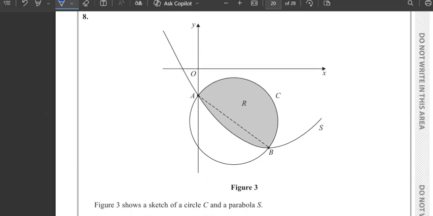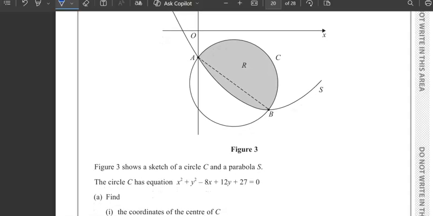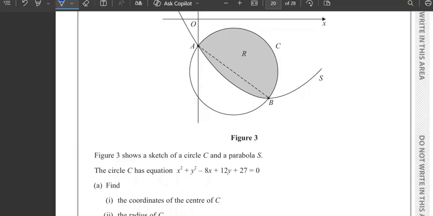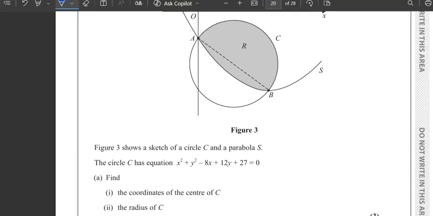The first part of this question says Figure 3 shows a sketch of a circle C and a parabola S. The circle C has equation x squared plus y squared minus 8x plus 12y plus 27 equals 0. Part A, find (i) the coordinates of the center of C, (ii) the radius of C.